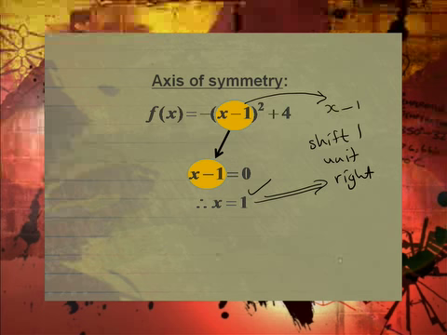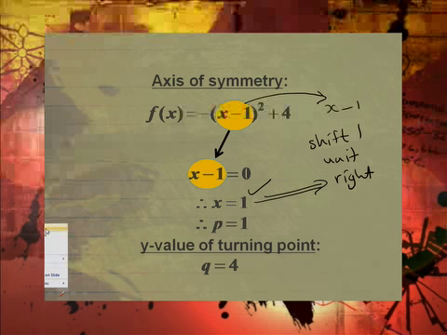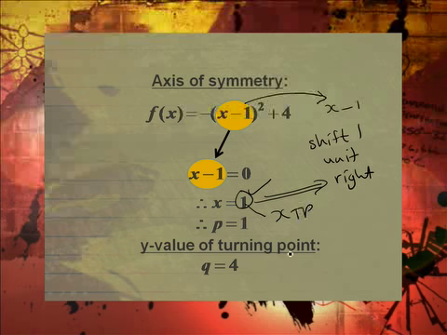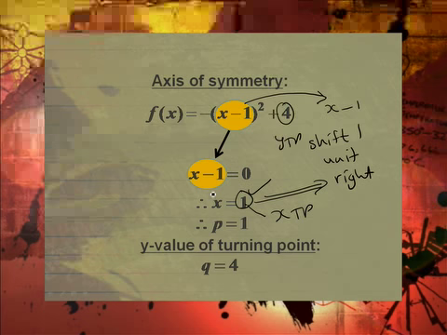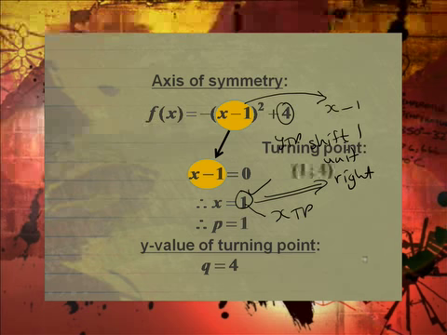Matrics, this is good revision. So your p for your turning point is 1, and the y value of the turning point is 4. Remember, this is so critical, people, when you do it. This here is the x of the turning point, and that is the y of the turning point. Now let's move on.